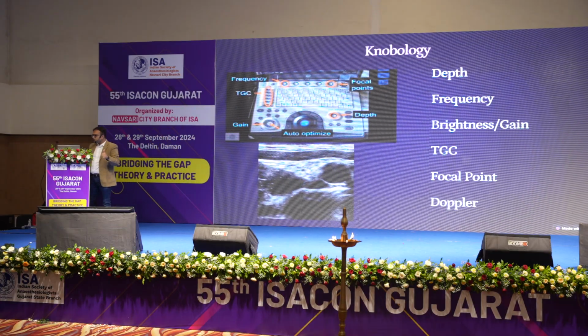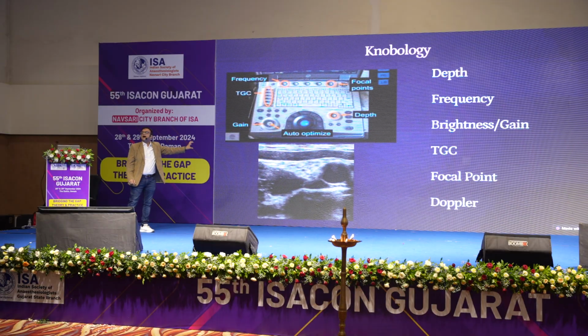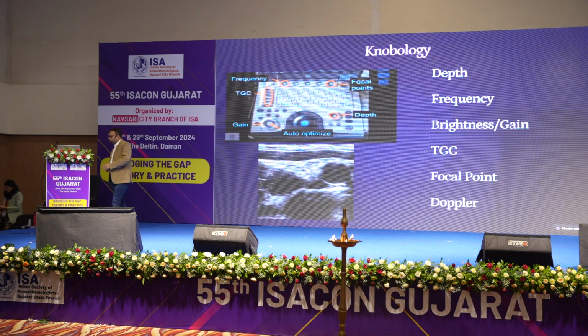Okay? So that is a TGS. Then in your machine, there is a focal point. If your desired structure is at the center, you can set your focal point length and that structure can be highlighted more, so it is easy for you to give the block. And the final one is Doppler. Doppler is basically to differentiate between arteries and veins.